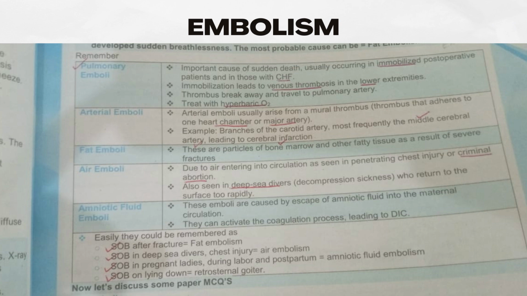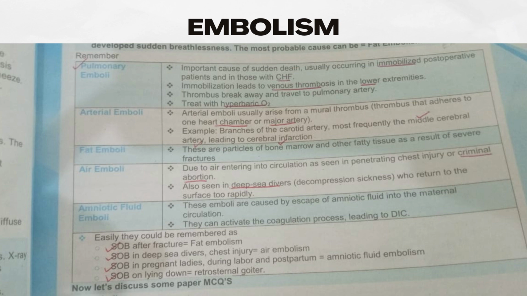Pulmonary embolism is one of the most important causes of sudden death, usually occurring in immobilized post-operative patients and those with congestive heart failure. Immobilization leads to venous thrombosis in the lower extremities, and the thrombus breaks away and travels to the pulmonary arteries. So lower extremity thrombosis is going to lodge a thrombus in the pulmonary artery, and the embolism is treated with hyperbaric oxygen. This is a pulmonary embolism that is caused by venous thrombosis.